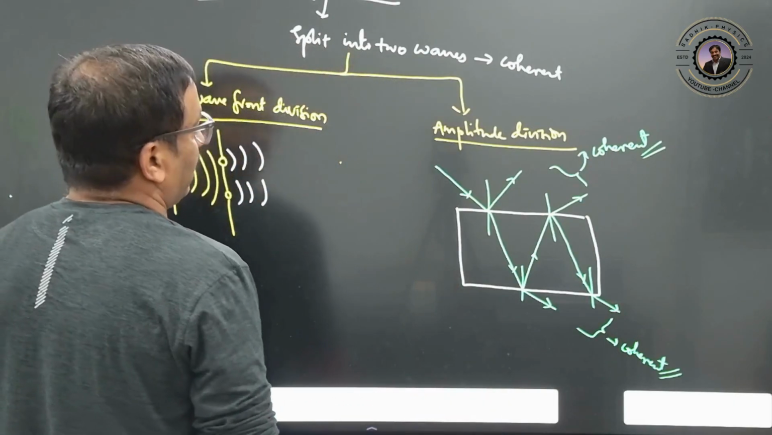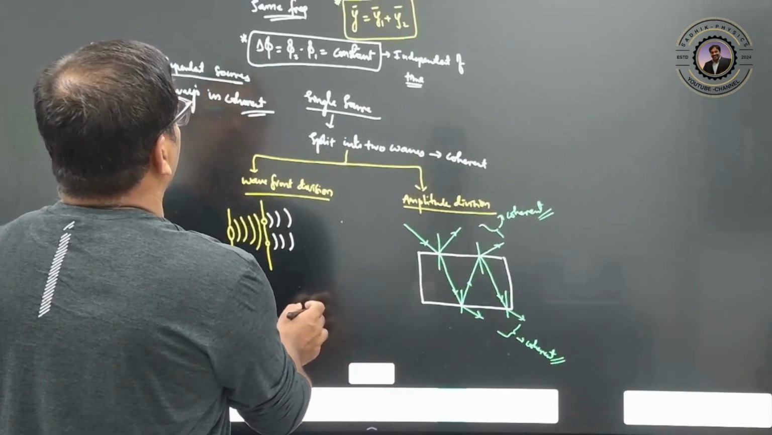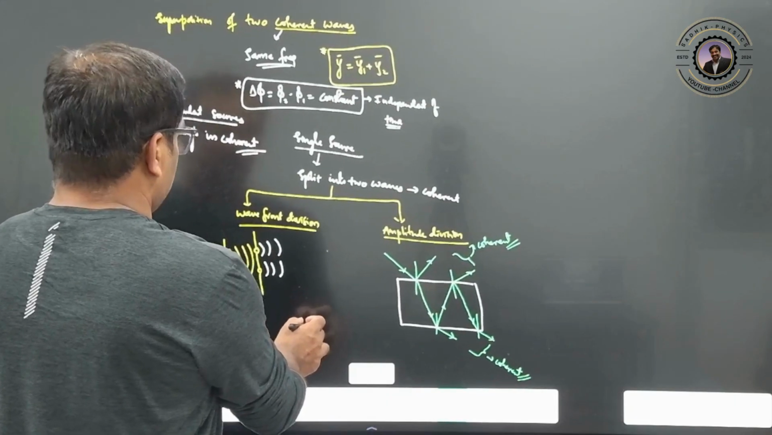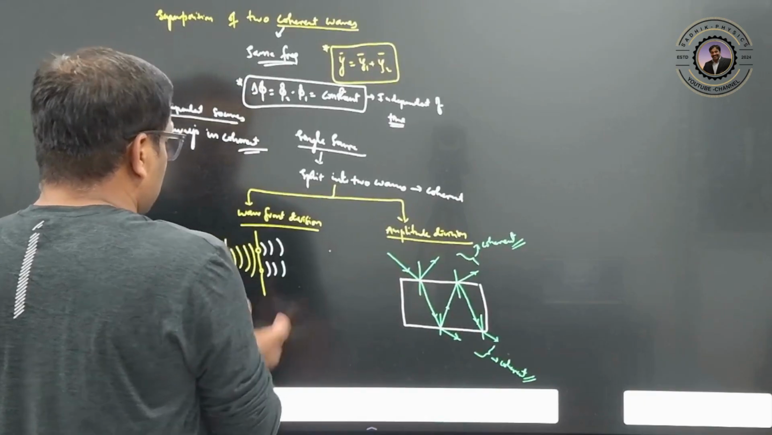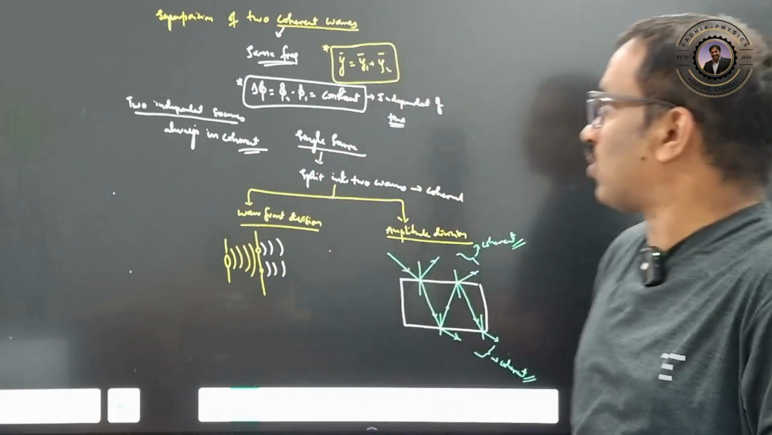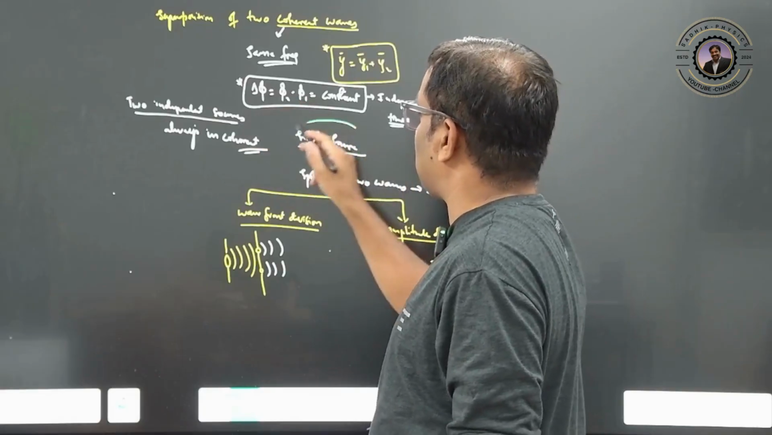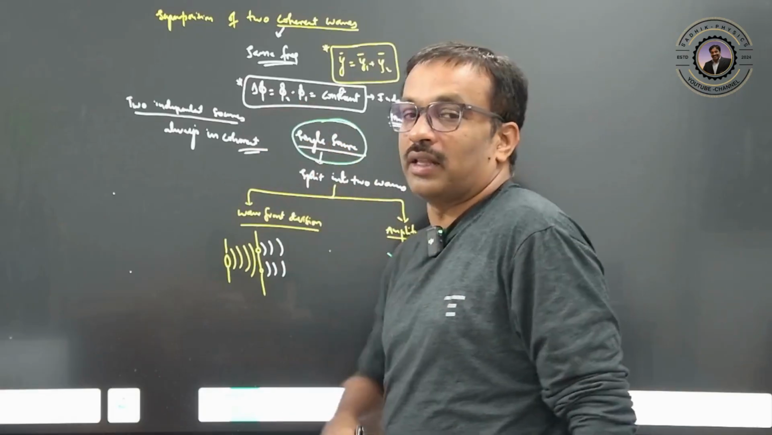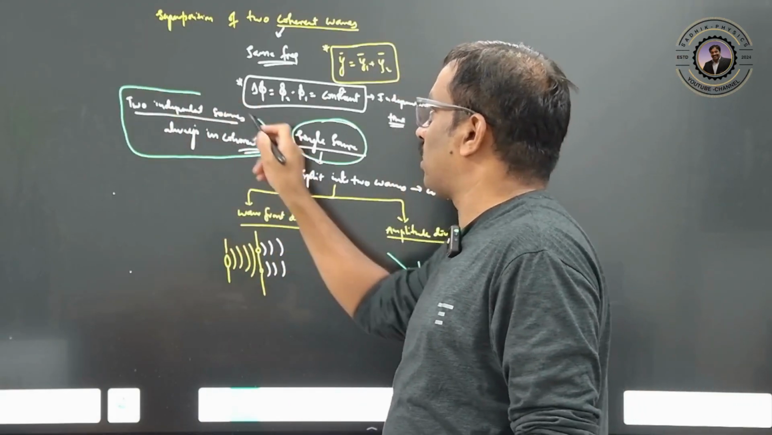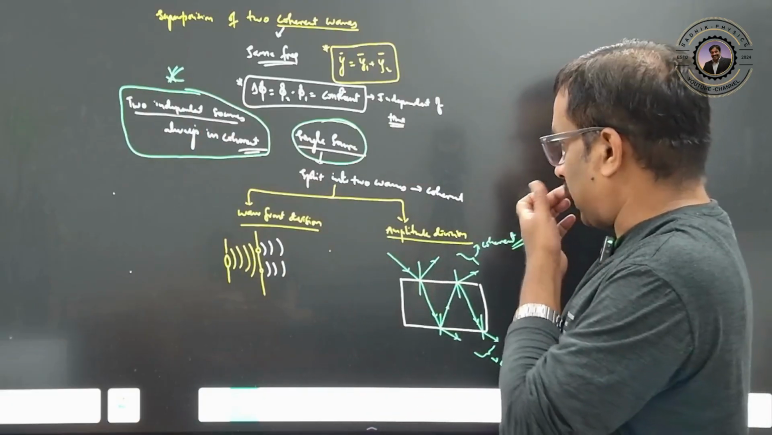So, these two waves are going to superimpose, and that forms interference. Interference is nothing but superposition. Superposition means adding of two coherent waves. How should the coherent waves come? Coherent waves can be obtained only from a single source. Two independent sources cannot be coherent. Clear?